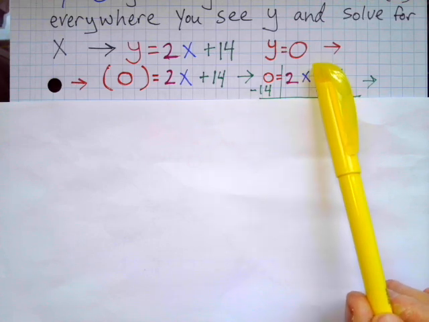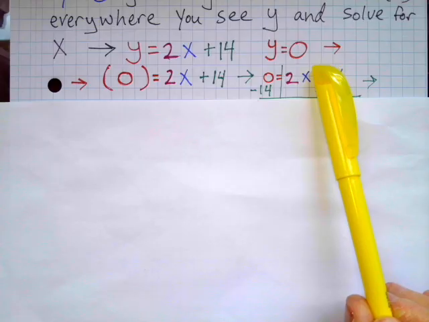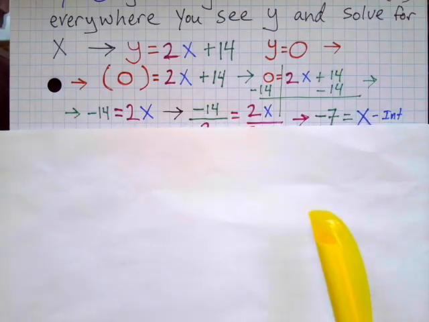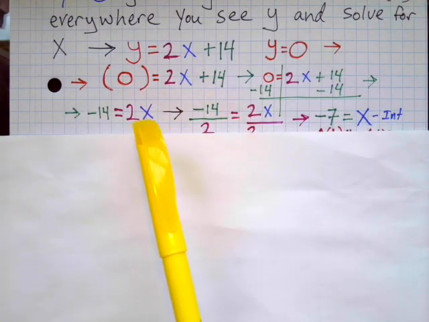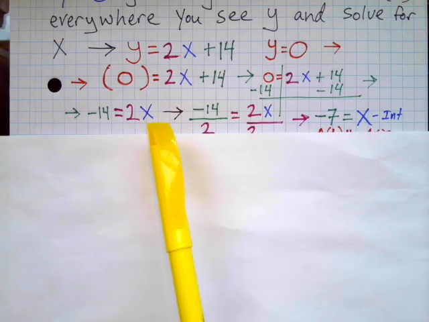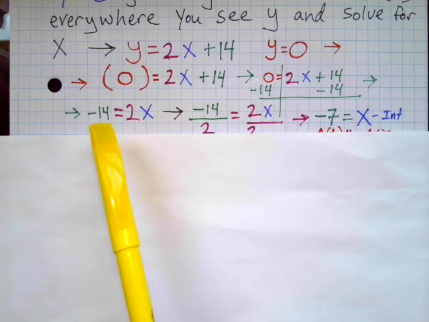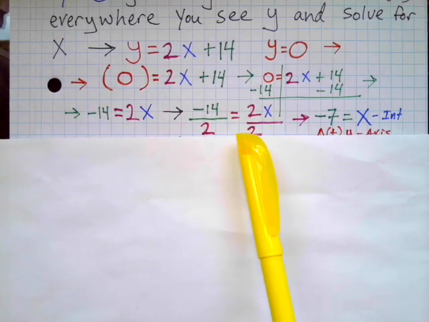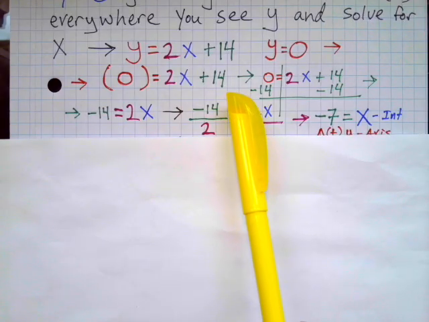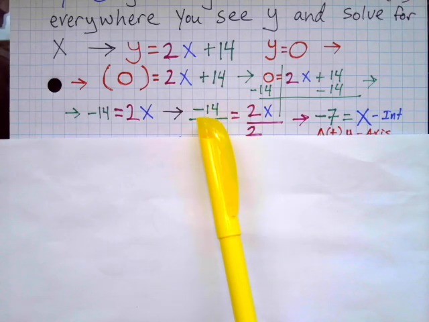So I'm getting closer and closer to getting that x by itself. I want to get x all by itself. So what's the opposite of multiplying by 2? It's to divide by 2 on both sides of the equal sign. Again, this is a two-step equation. 2 over 2 leaves me 1x. X is all by itself.